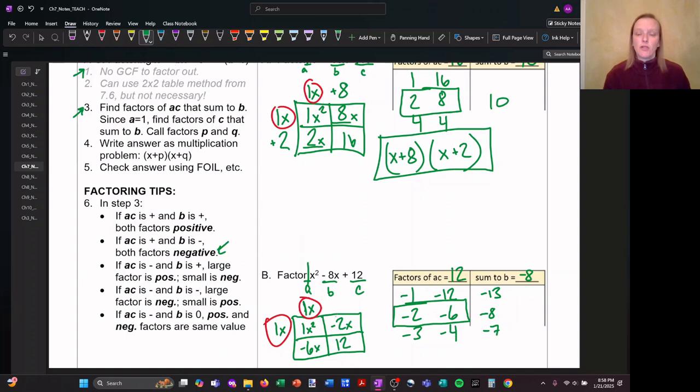And then 1x times what gives me negative 2x? This must be negative 2, and this must be negative 6. And if I've factored correctly, my bottom right corner should work out for itself, and it does. Negative 2 times negative 6 is positive 12. So look at my answer again. X minus 2 times x minus 6.